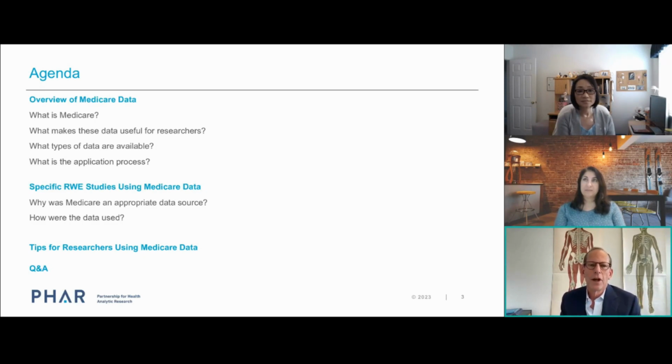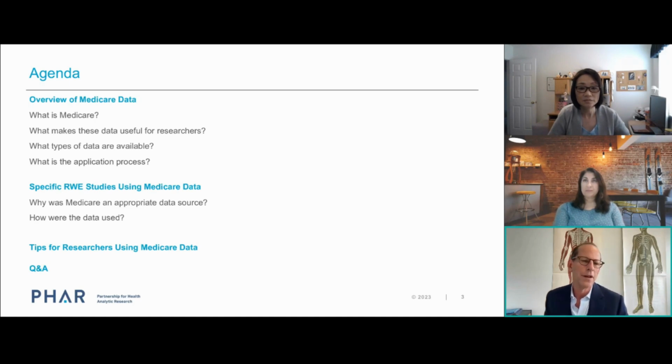The first thing is I'm going to talk about some background at a high level about Medicare, the program, and the different types of data that are available, and give you some of the ways that I think about the differences between the types of Medicare data and why we would select one versus another. Then we'll talk about the application process, which if you've ever used Medicare data, you know is not necessarily the simplest thing. Then we'll transition to talking about some of the studies that the 3 of us have worked on together that use Medicare research files, and then we'll give you some tips and tricks.